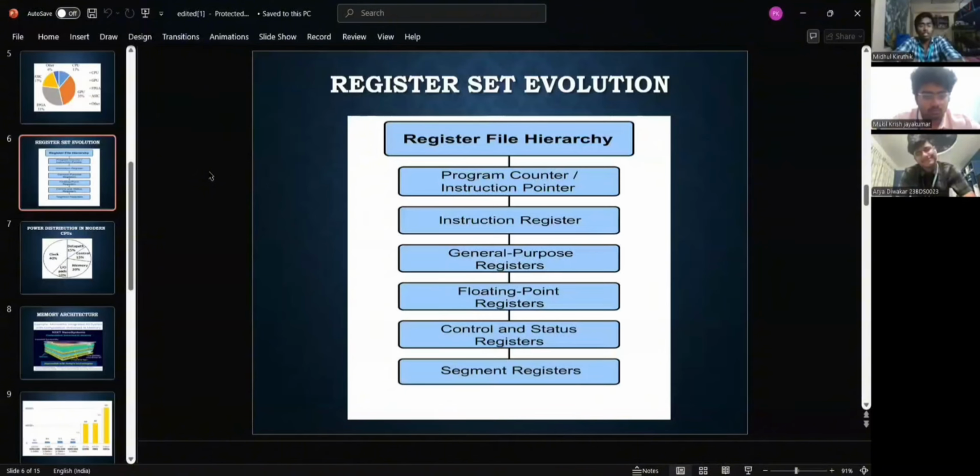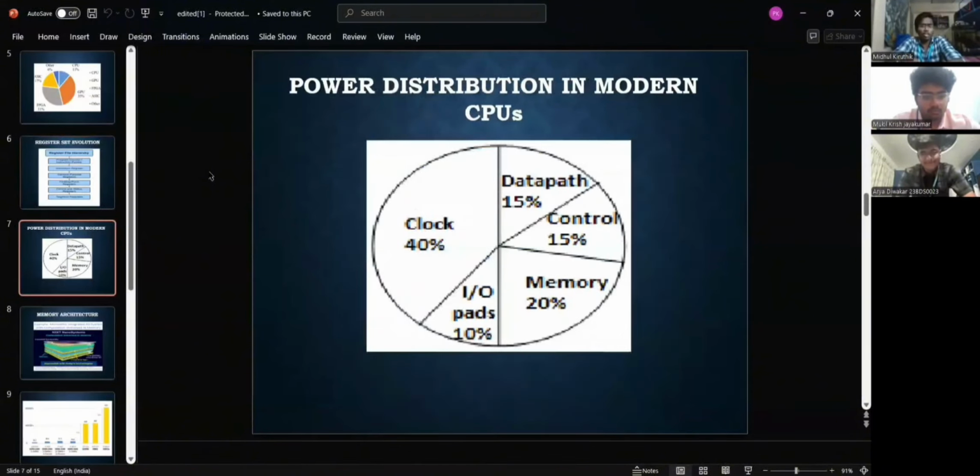The implications are significant. Take the AMD Zen 4 architecture: it features 50% more physical registers than Zen 3, introduces dedicated matrix registers, and improves register sharing between threads.